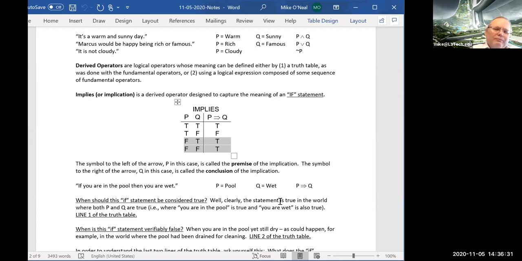What if you're not in the pool? If you're not in the pool, how should we treat that if statement? If you're in the pool, then you're wet. If I'm not in the pool, what does the if statement tell me about whether or not I'm wet? Well, it tells you nothing. You might say, well, if I'm not in the pool, I'm not wet. No, because in the world in which the pool has water in it, so if you're in the pool, then you're wet, if I'm not in the pool, that doesn't mean that I'm dry.